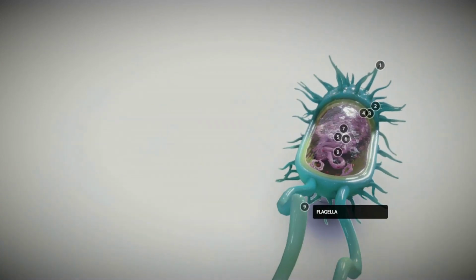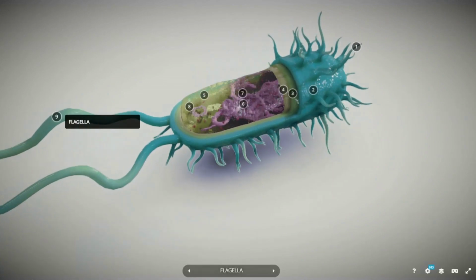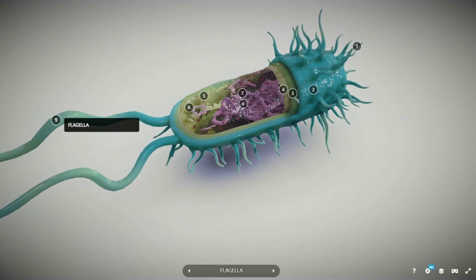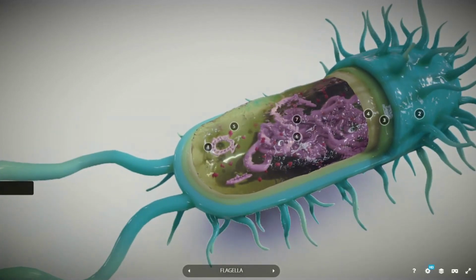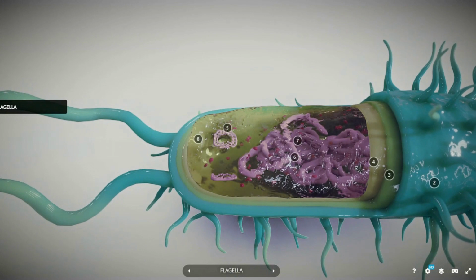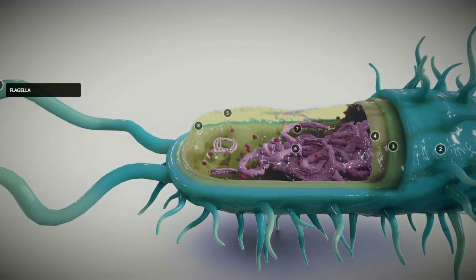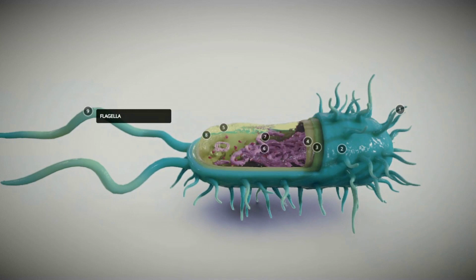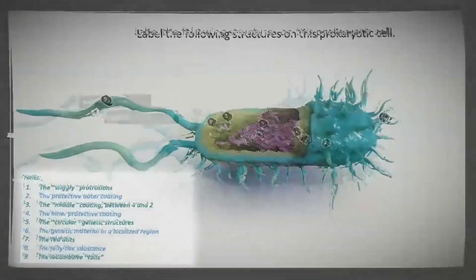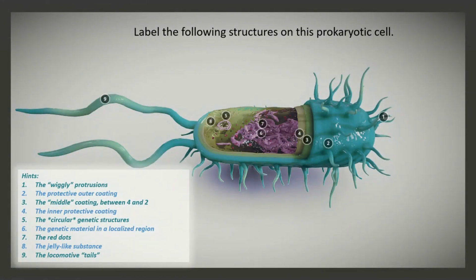A prokaryote, though, does not have any membrane-bound organelles. What you'll notice here is that there is a region within the prokaryote that is highlighted as the nucleoid region. So the DNA, or genetic material that resides within a prokaryote, is not within its own organelle. It is kind of free-floating, but it's free-floating within a specific area. And that area we call the nucleoid, or the nucleoid region. So now, for your next check-in question, go ahead and label the following structure on our prokaryotic cell.